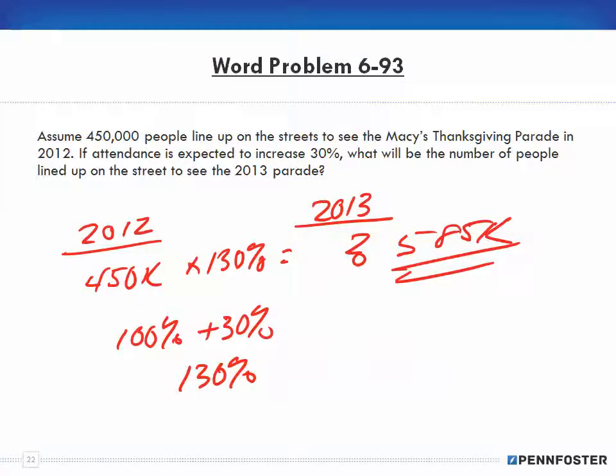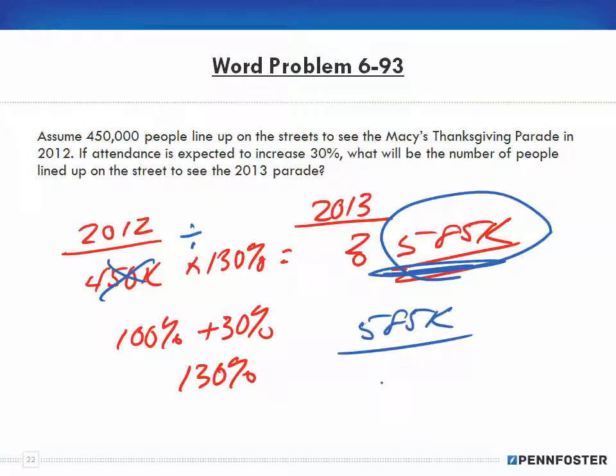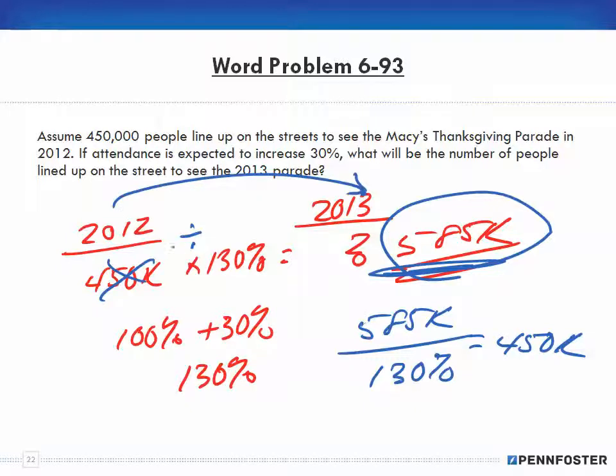Now, as a quick aside, if we knew the 2013 and we did not know the 2012, then instead of multiplying, we would divide the 585,000 by the 130%, and that should take us back down to the 450,000. Okay. So going from the past to the future, we multiply. Going from the future to the past, we divide. Okay? And that's it for the word problems.